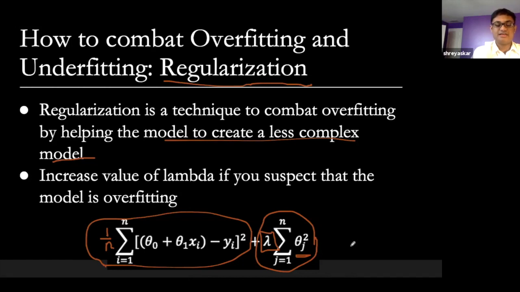So the greater the value of lambda is, the more the model is penalized for large parameter values, and thus it's to your advantage to keep the parameter values small. So that's what regularization is. So to recap, regularization is a technique to combat overfitting, and the way you perform regularization is, if you suspect your model is overfitting, increase the value of lambda, and then your model might perform better.